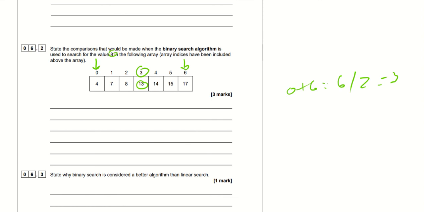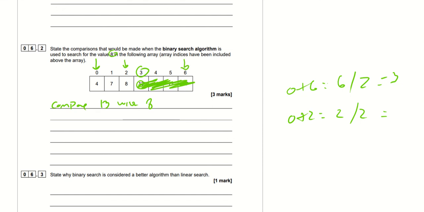So the first comparison is we compare 13 with 8. Now, obviously, 8 is not 13, so we're going to carry on. But 8 is less than 13. So now we can discard everything on this side of the list here and the top of the list moves to this position. So now we're dealing with between 0 and 2. So we do the math again. 0 plus 2 equals 2. Divide by 2 gives me 1.